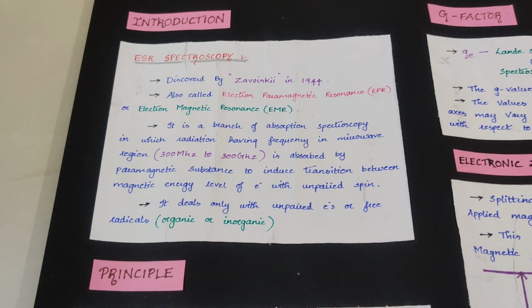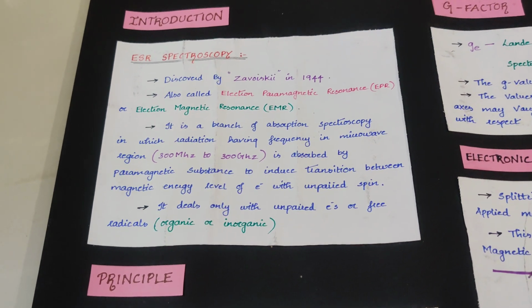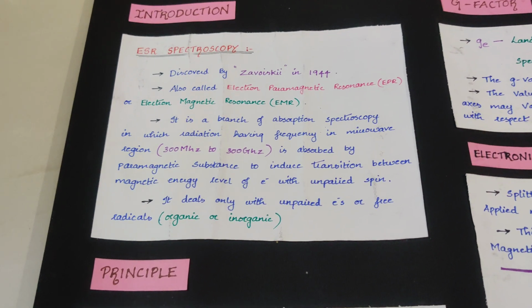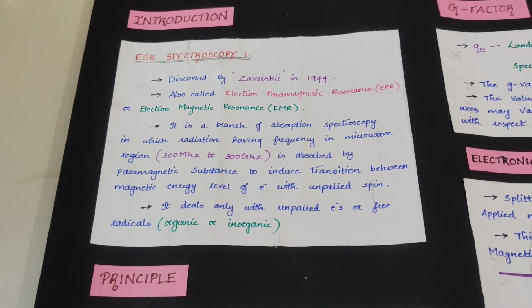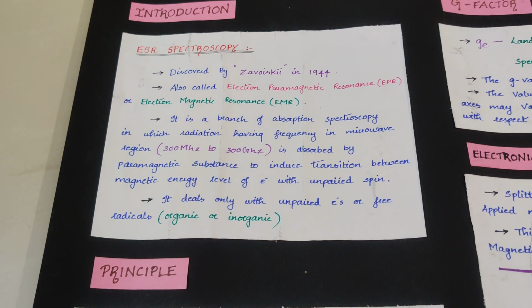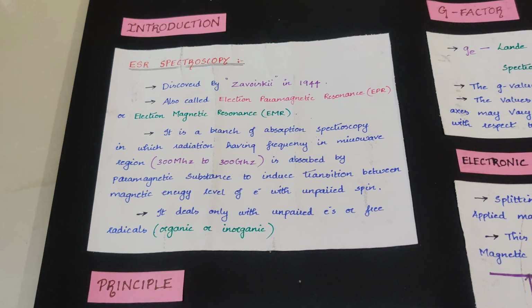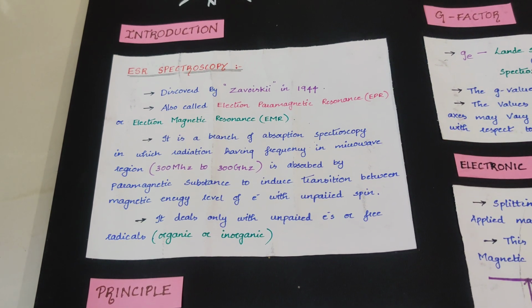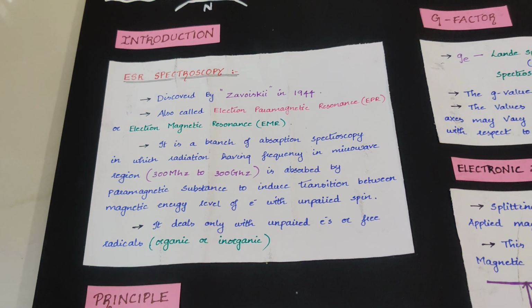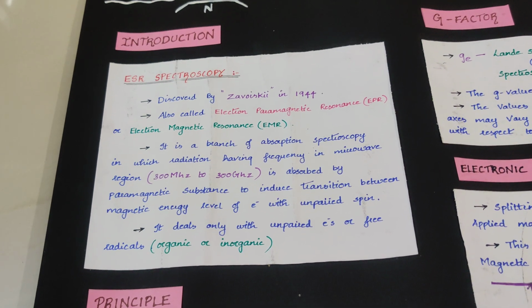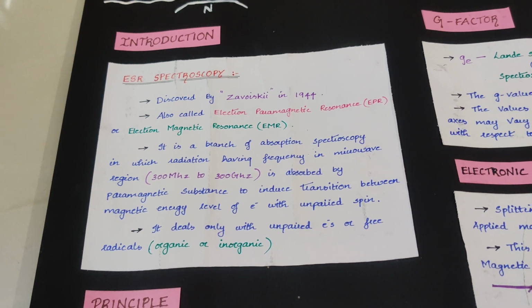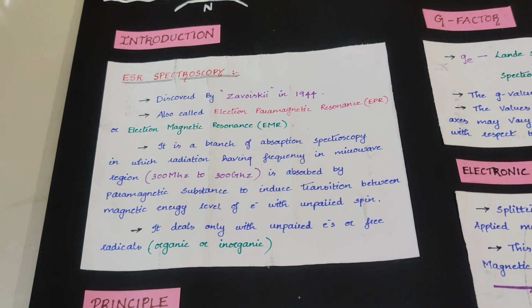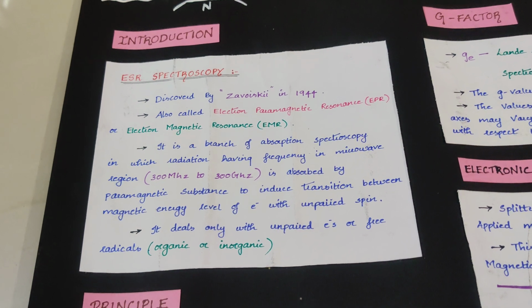So basically, what is a paramagnetic substance? Paramagnetic substances are weakly attracted in a magnetic field, right? This is due to the presence of one or more unpaired electrons. If you take iron oxide, oxygen, cobalt, nickel, and other transition metal compounds, these substances have one or more unpaired electrons, right? So nickel has two unpaired electrons, so it is a paramagnetic substance.